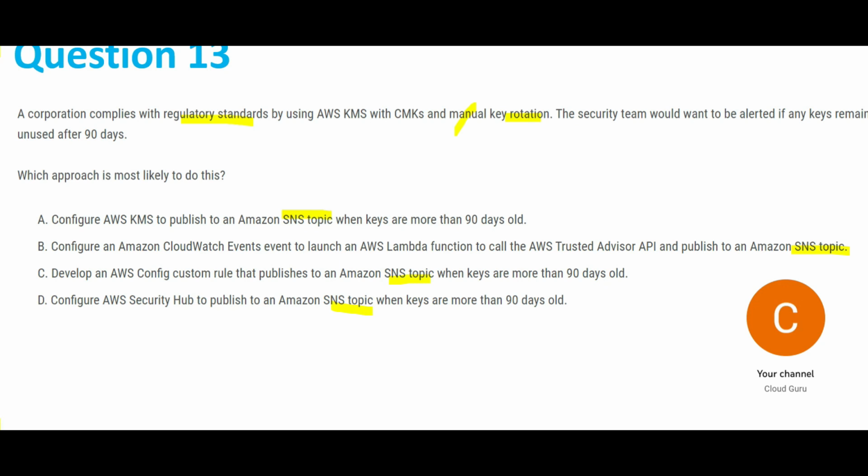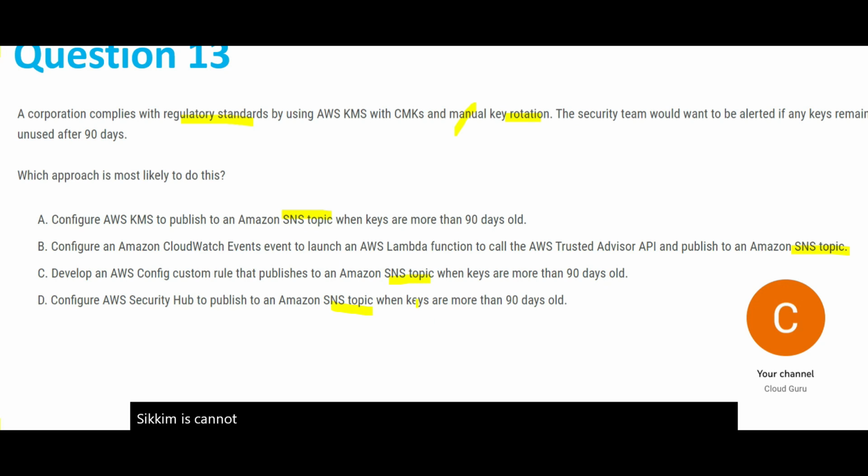See, KMS cannot directly integrate with SNS topics for this purpose. There are areas, for example, if messages have to be encrypted using KMS, it is possible. But for such requirements, always remember, thumb rule, always remember that we should use AWS Config custom rule. We can create a rule which will publish the results to SNS topic. This is what we use.